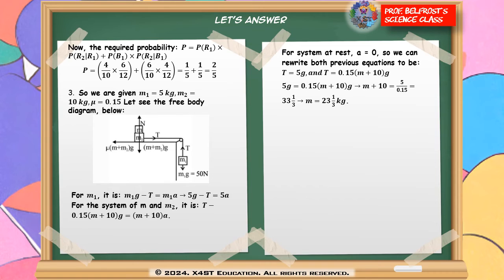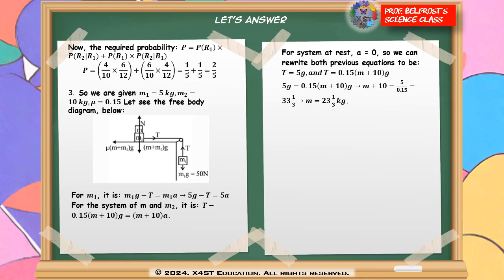Third problem, physics, easy. Okay, so you need to first collect the information that has been given. We have M1, 5 kilograms, M2, 10 kilograms, M, we don't know. That's what we want to know. And a mu, which is the coefficient of friction, it is 0.15. And let's see the sketch of the free body diagram as made below. It's clear from the sketch that for M1, the equation that works is M1g minus T equals M1a. It is 5g minus T equals 5a.